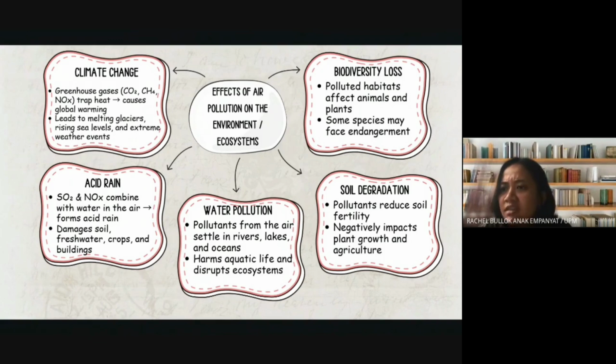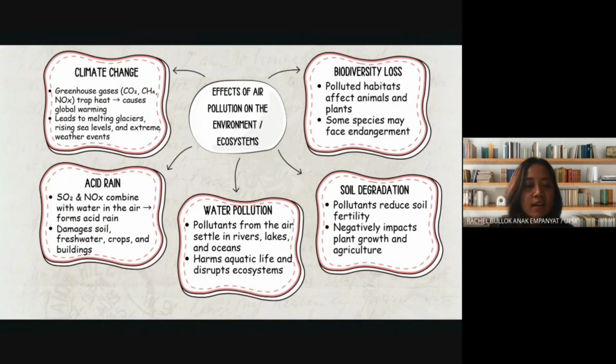Greenhouse gases like carbon dioxide and nitrogen oxides trap heat in the atmosphere. This causes global warming, which leads to melting glaciers, rising sea levels, and extreme weather events.